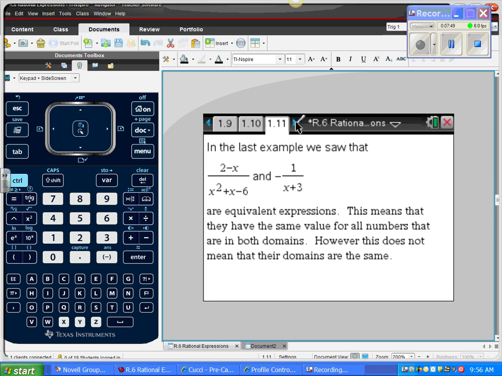Okay, so in the last example, we saw that 2 minus x over x squared plus x minus 6 and negative 1 over x plus 3 are equivalent expressions. This means that they have the same value for all numbers that are in both domains. However, this does not mean that their domains are the same. Because if we look at the first one, there's going to be 2 values that make this undefined. And in the second one, we're going to have 1 value that makes it undefined. Now, we're going to get a little bit more into this further on in the year, when we start talking about discontinuity and holes and removable discontinuity. So that's where we're going to be going with this. Now, yes, they're equivalent expressions. Are they the same? No, absolutely not.